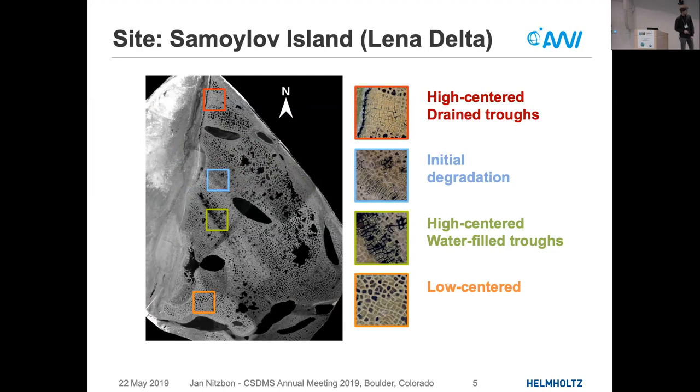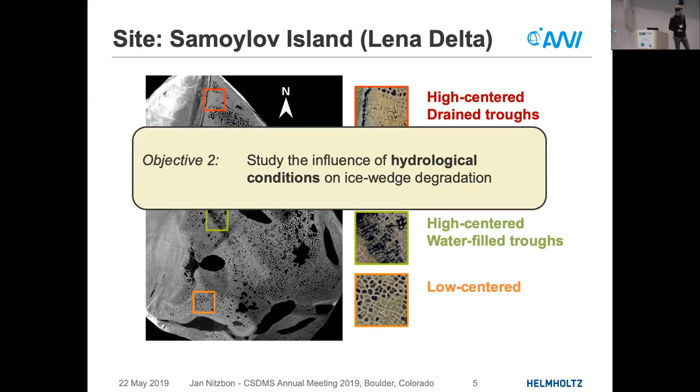And even though this is all subject to the identical climate, the second objective was to investigate the hypothesis of how and how far local hydrological conditions control the evolution of these landscapes of ice wedge polygons.